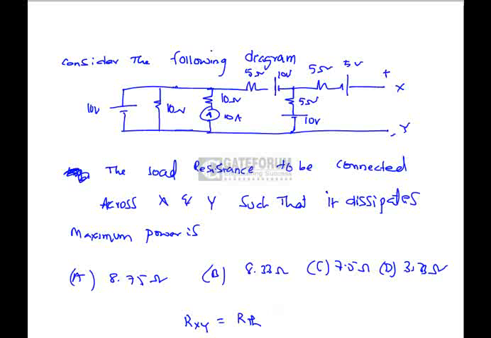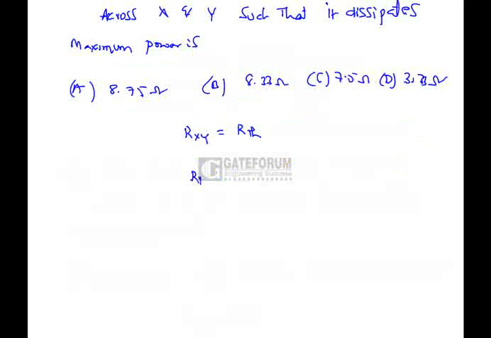So we have to calculate R Thevenin. In order to calculate R Thevenin, we need to open the independent current source and short the independent voltage source. Then we will get R Thevenin as 7.5 ohms, so option C is correct.